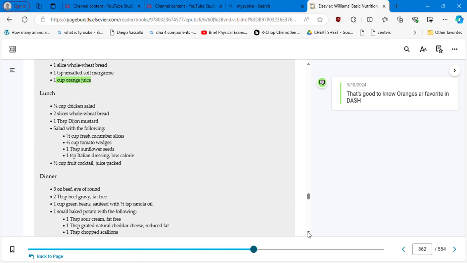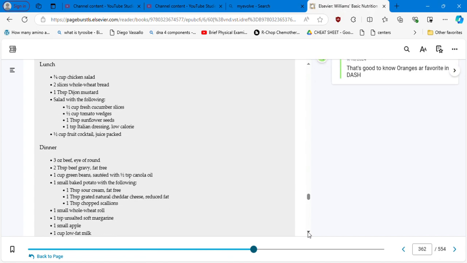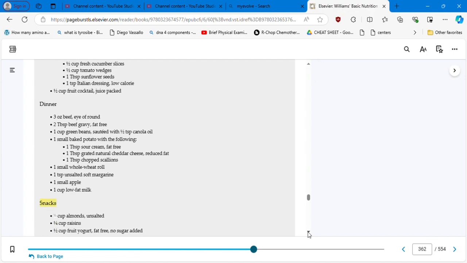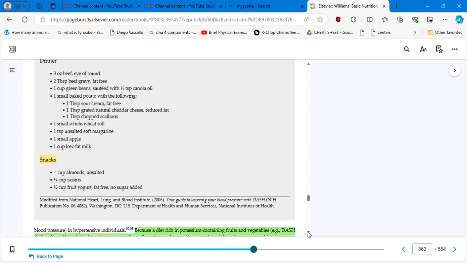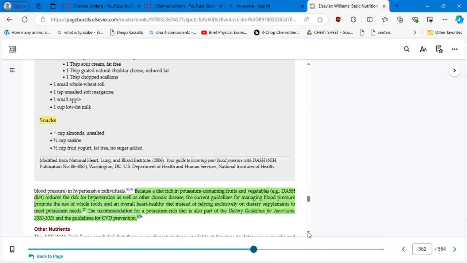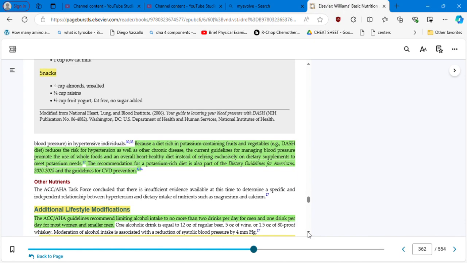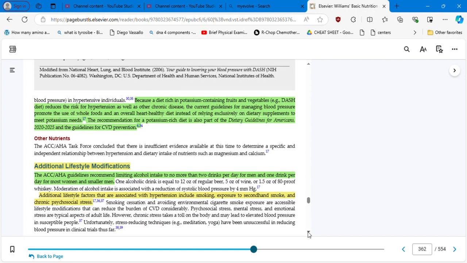You have your fruit cocktail, right? You have your chicken salad. Dinner, you have your small apple, baked potato with the following snacks. I mean, this is amazing. I really like this part of this chapter because a diet rich in potassium containing fruits and vegetables, the DASH diet, reduces the risk for hypertension as well as other chronic disease.